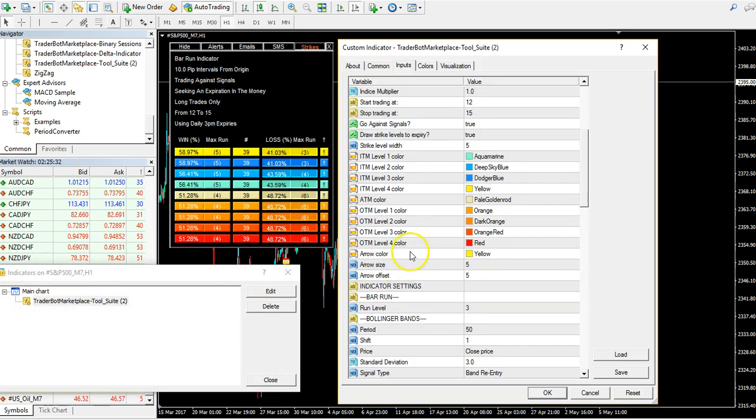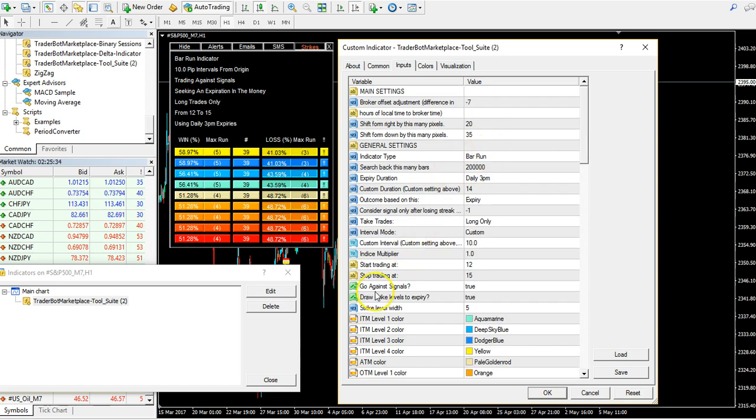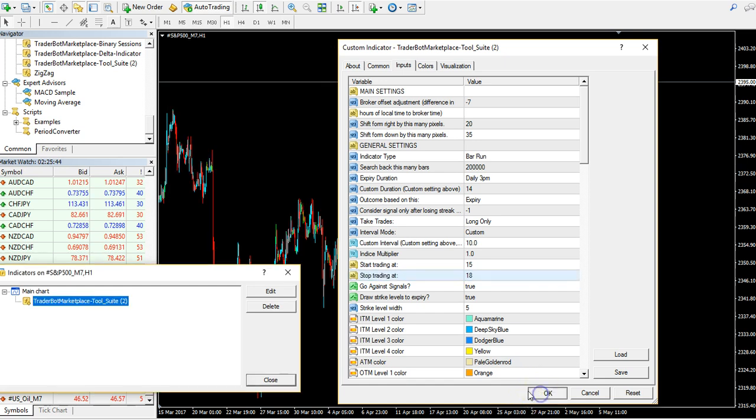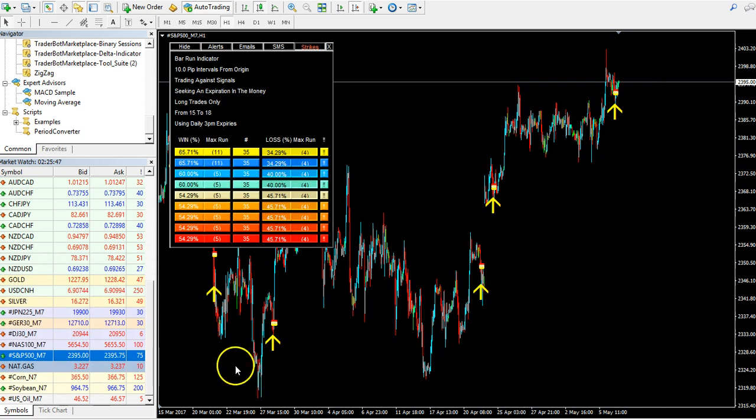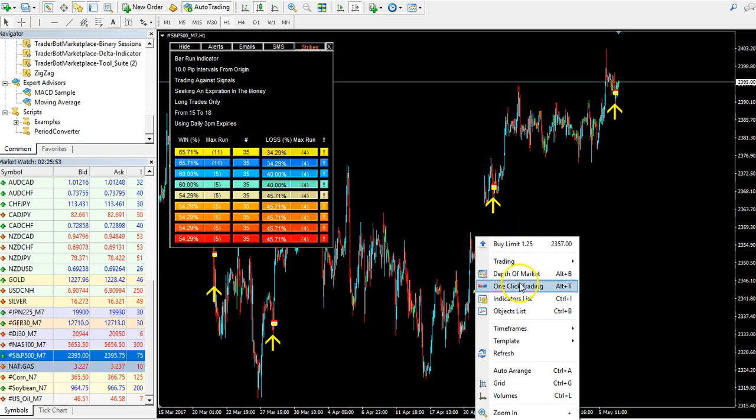And I might go down here. We're just looking at bar runs still. I might go down here and alter the trade times. Let's alter it between 15 and 18, which is early morning U.S. session. Okay, we got 54%. Looking good.